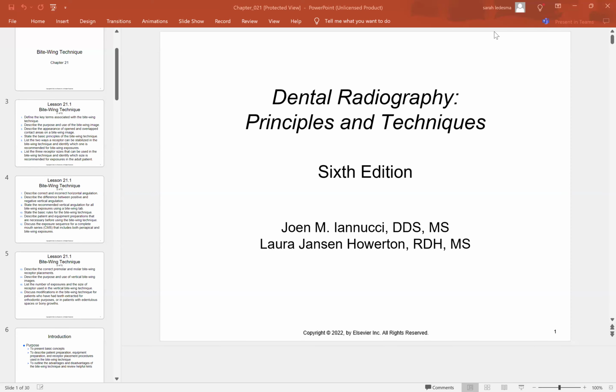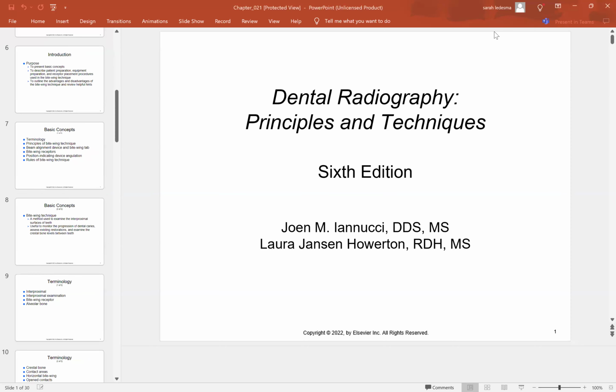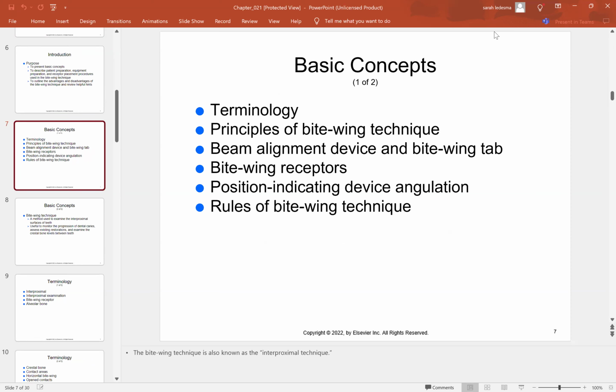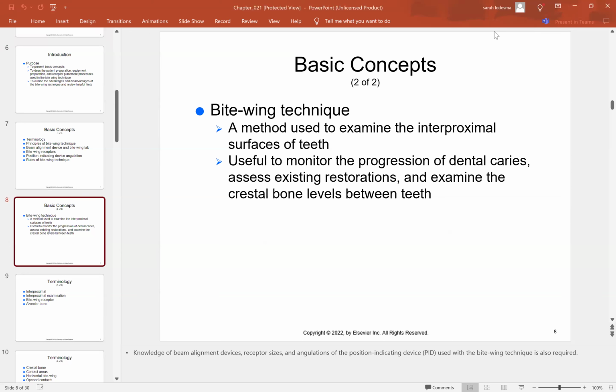Video lecture chapter 21, Bite Wing Technique, Dental Radiography, Principles and Techniques. Basic concepts, terminology, principles of bite wing technique, beam alignment device and bite wing tab, bite wing receptors, position indicating device angulation, rules of bite wing technique.